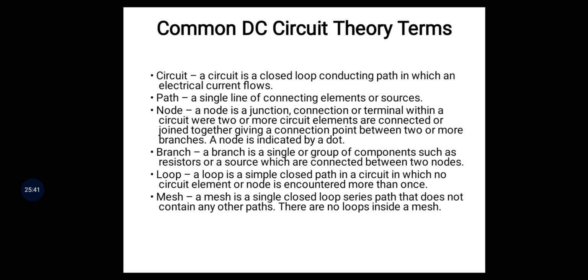Next, to go through mesh. A mesh is a single closed loop series path that does not contain any other paths. There are no loops inside a mesh. So a mesh is a single path. If you take a loop, it is any closed path, and inside there are meshes. A loop has meshes, but a mesh has no loops. Loop is any closed path.